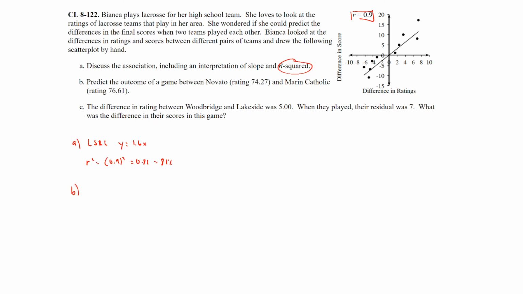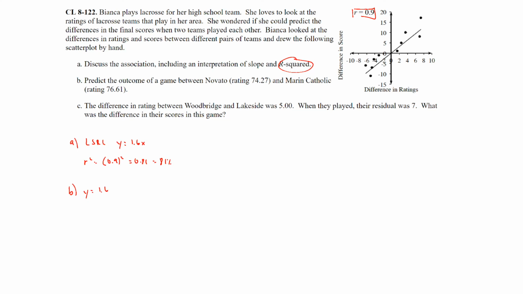On part B, predict the outcome of a game between Novato and Marian Catholic, and it gives you the two ratings. So we're going to figure out what y is, that's the difference in the score, which is equal to 1.6x. But remember, x is the difference in the ratings. So we need to subtract 74.27 minus 76.61 and plug that into the calculator and see what we get. And we get a value of negative 3.744. So since we have a negative and we started with Novato first, it looks like they're going to end up losing by about 4 points, or Marian Catholic will win by 4.